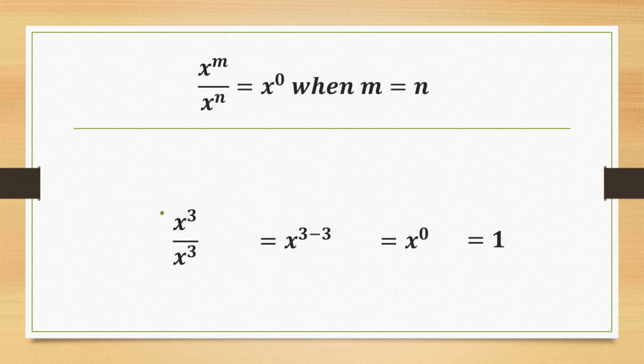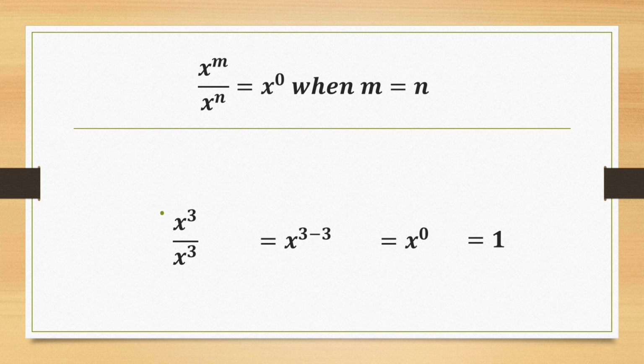The second quotient rule for exponent is x raised to the power of m over x raised to the power of n. When m is equal to n, m minus n is equal to 0. Any variables or numbers raised to the power of 0, the quotient or the answer is 1.